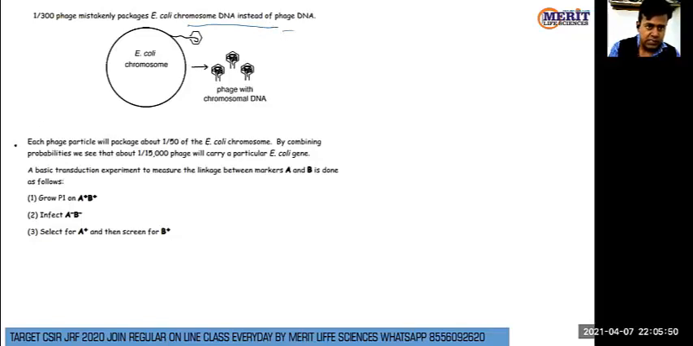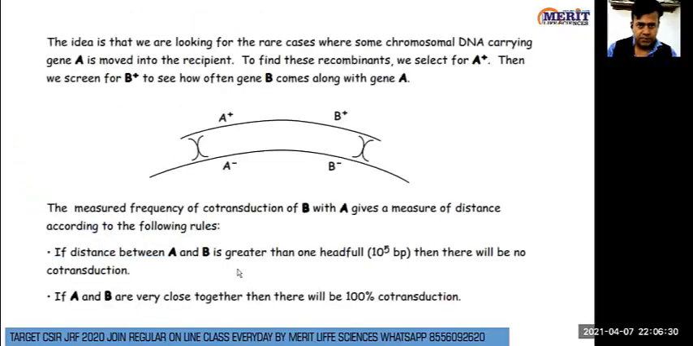Then what happens? Each phage particle will pack about 1/50 of the E. coli chromosome. By combining probability, we can calculate that 1 out of 15,000 phages will carry a particular E. coli gene. What does it mean? Transduction is there. We can plan a basic transduction experiment using marker A and marker B as an assumption. Grow P1 on A plus B plus, infect A minus B minus, select for A plus and then screen for B plus. Then you can calculate the recombination frequency.